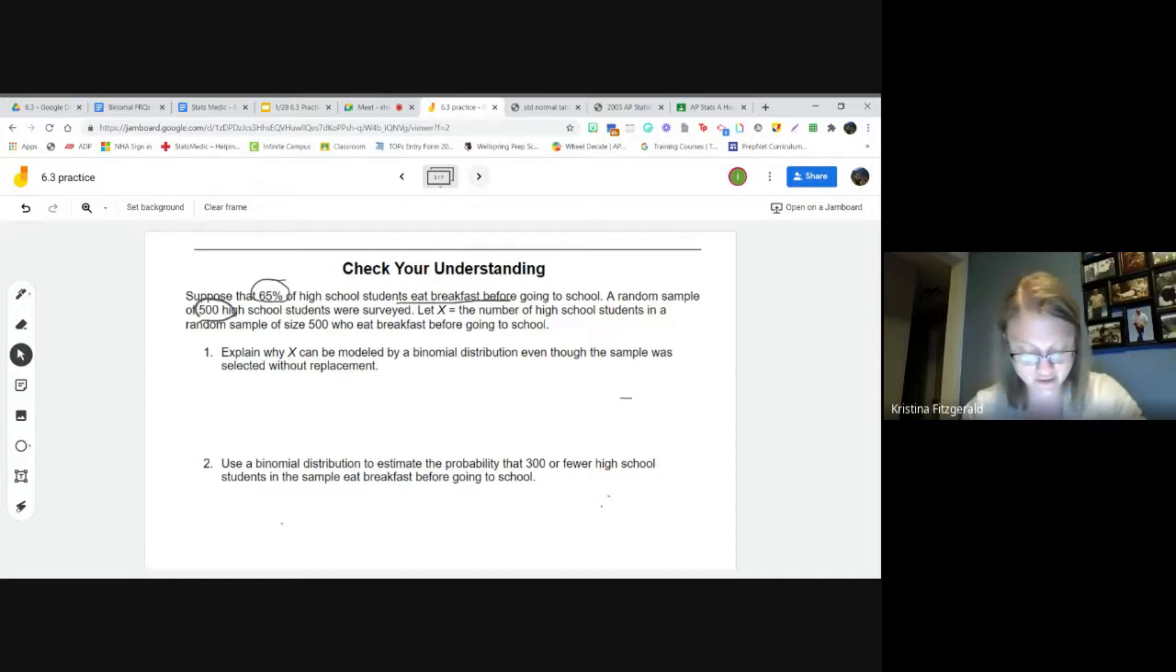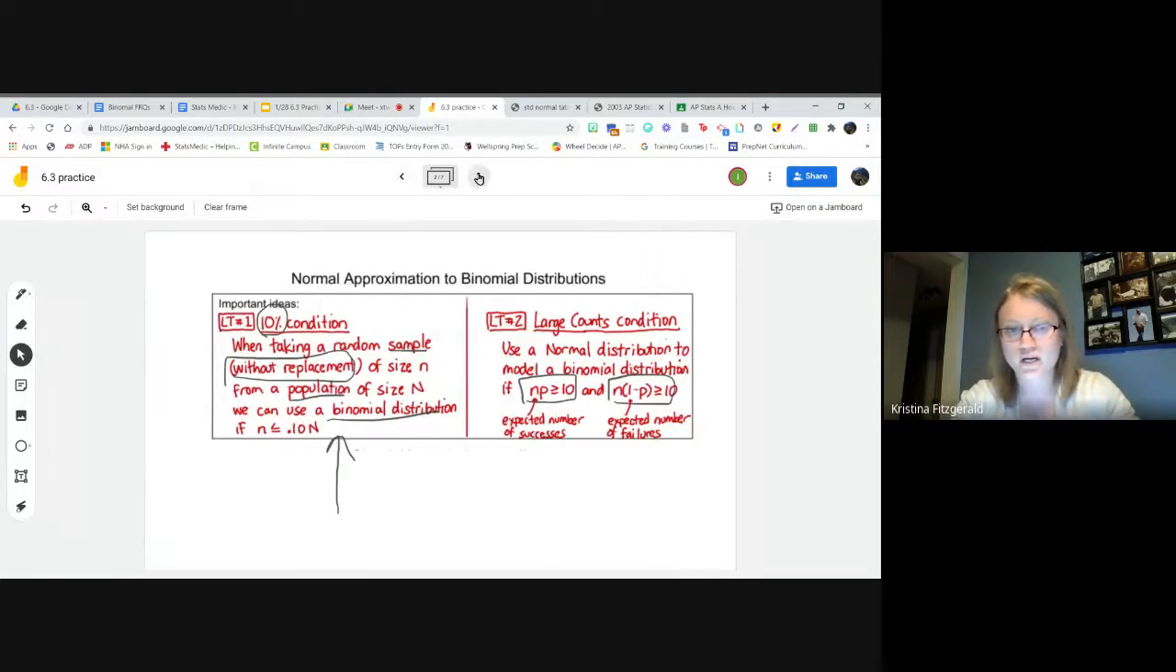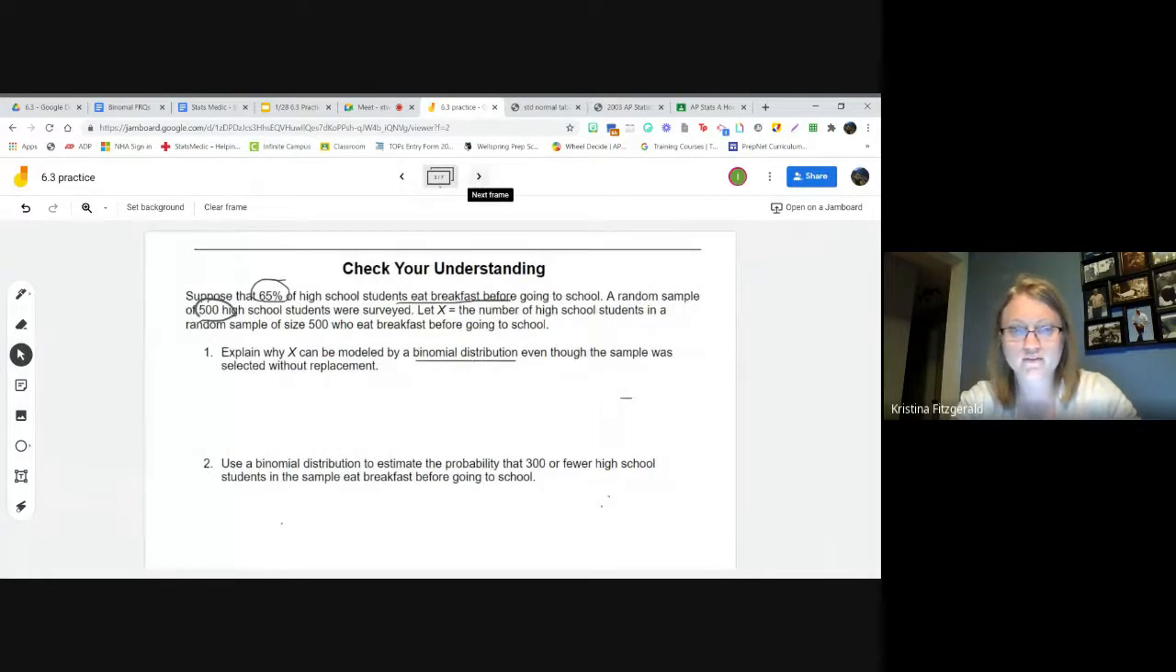For the first question, it says, explain why X can be modeled by a binomial distribution. So what we want to think about is which of these two conditions we should check to see if we can satisfy it and still use the binomial situation. In this case, I don't want to sample the same high schooler twice. So I'm assuming I'm taking the 500 kids and I'm not putting any of the kids back, because I don't want to ask the same kid 3 times if he eats breakfast. That would mess up my data. So this is a without replacement scenario in terms of picking students.